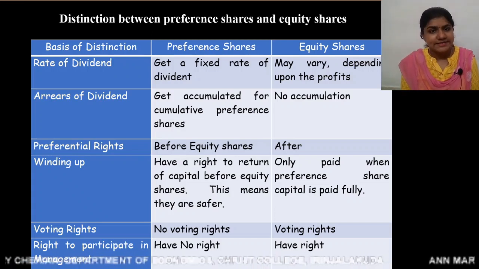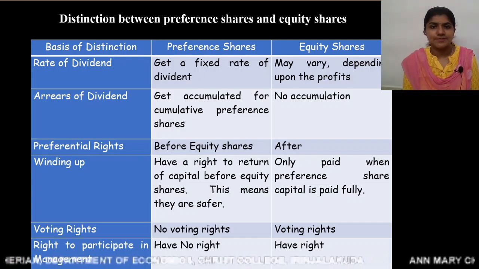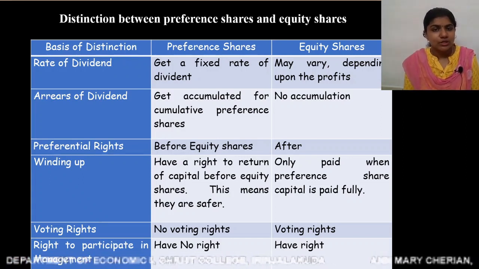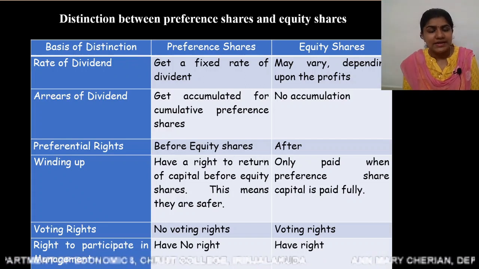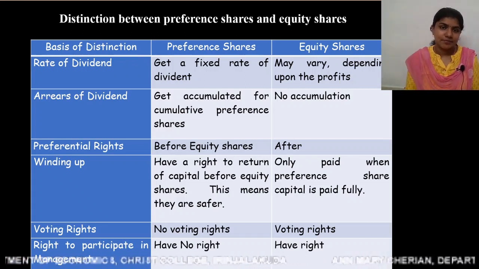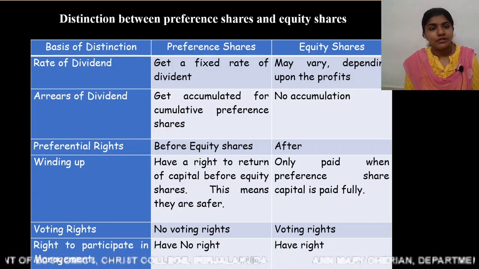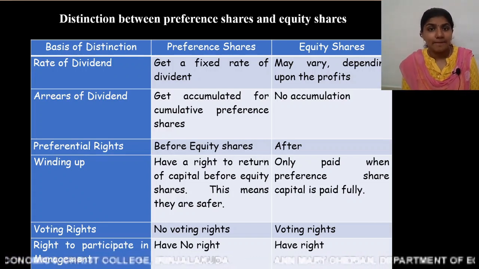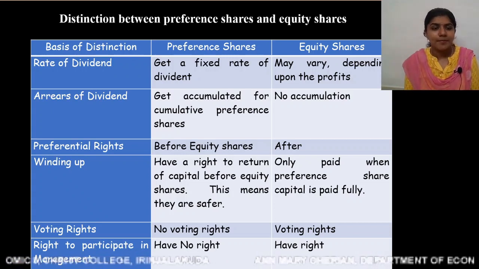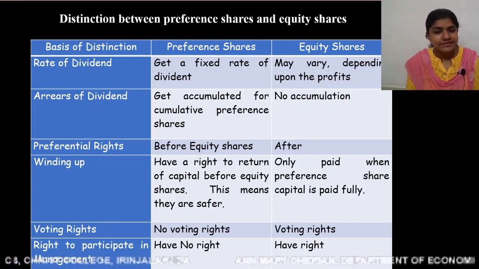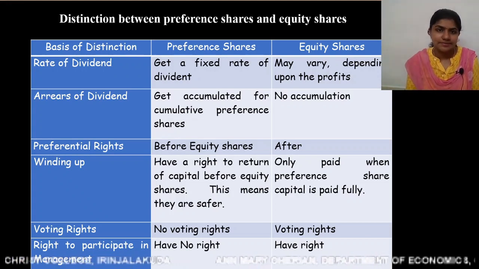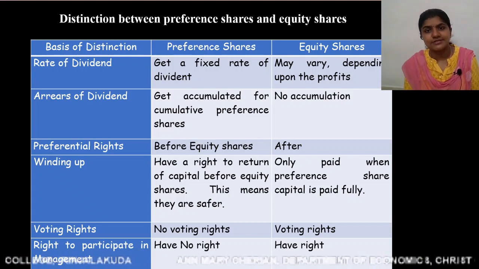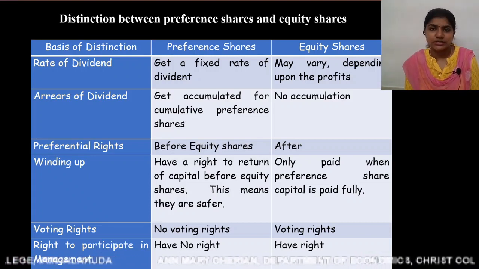So here we were discussing the basic differences between preference shares and equity shares. So preference shares and equity shares have mainly 6 differences. They differ on the basis of rate of dividend, arrears of dividend, preferential rights, winding up, voting rights, and right to participate in management. So these are the 6 major differences between preference shares and equity shares.